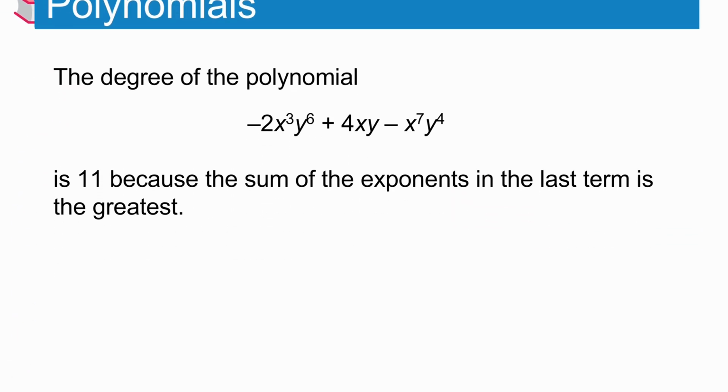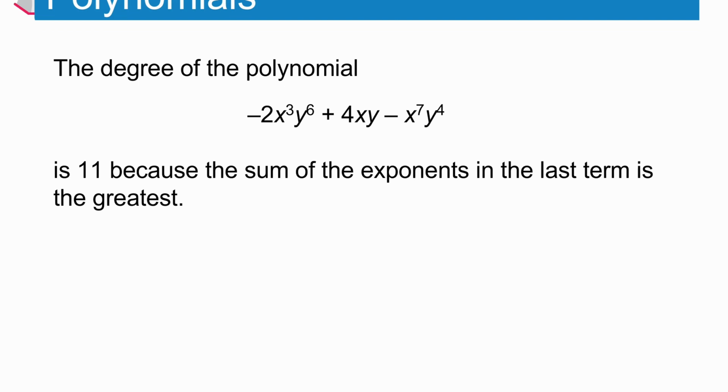And then the degree of complicated polynomials that have multiple variables, more than one variable, you would add the powers of the variables together. So 3 plus 6 is 9, and then 1 plus 1 is 2, and then 7 plus 4 is 11. And this is actually the highest power. And so this would be an 11th degree polynomial because the highest power is 11.